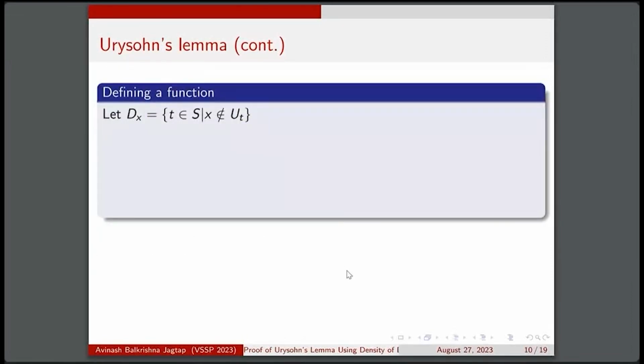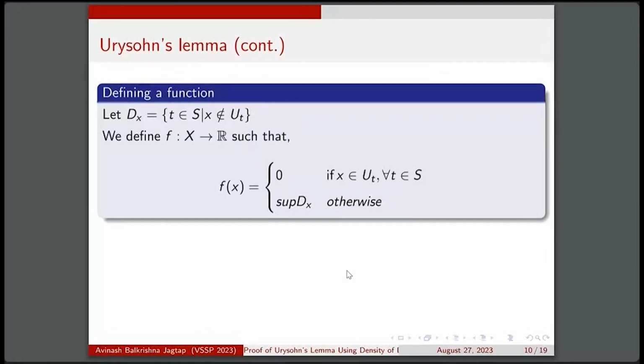Now let's define the function f. Before that, let's take some notation. Let D_x be the set of t belonging to S such that x is not in U_t. And let's define the function f from X to R such that if my x is in all of U_t, then I will say that f(x) takes the value 0.